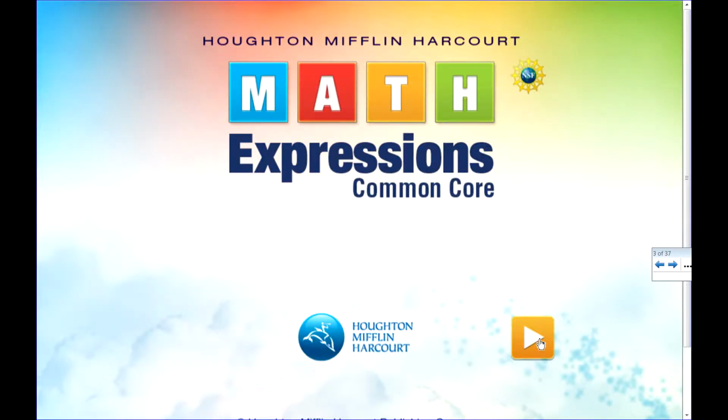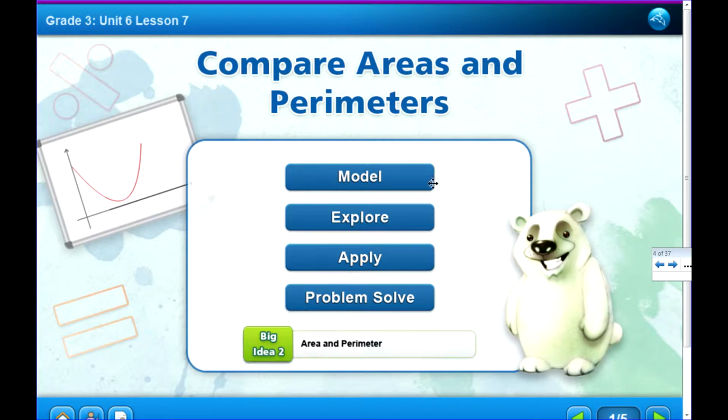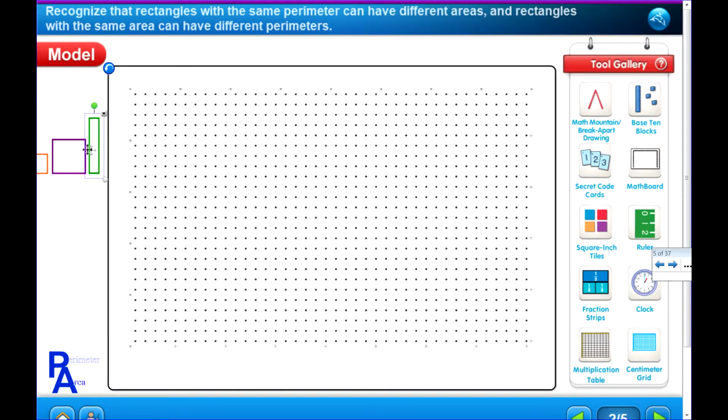Well, let's look at today's lesson, and we notice that we're going to be comparing by using the modeling, the exploring, and then we're going to apply and problem solve. First of all, we have a rectangle with a perimeter. Now check, it has a perimeter of 12 centimeters, and that shows that if I go all the way around on the outside, that would equal 12 centimeters.